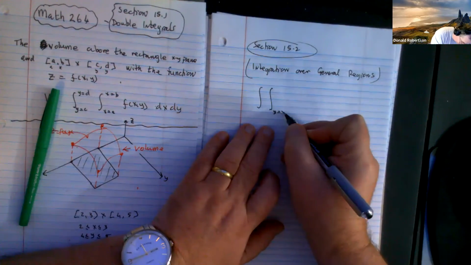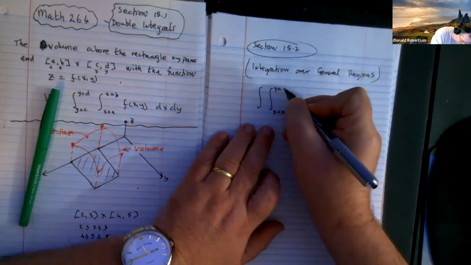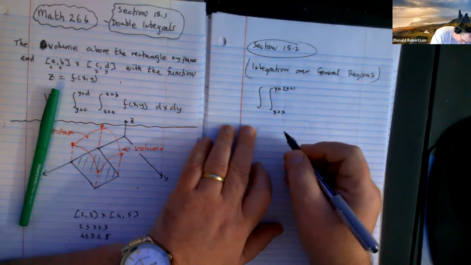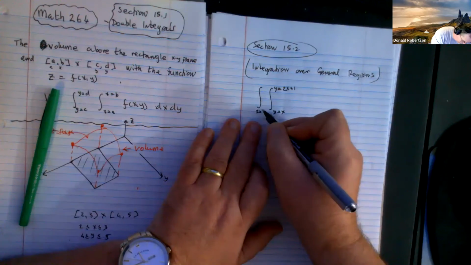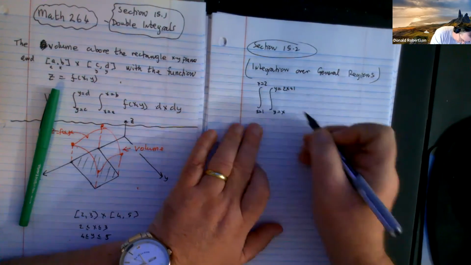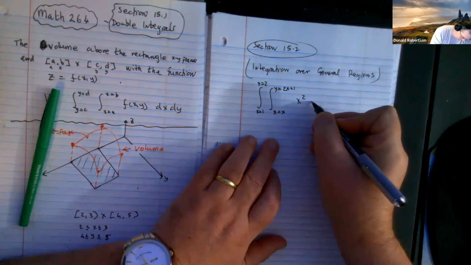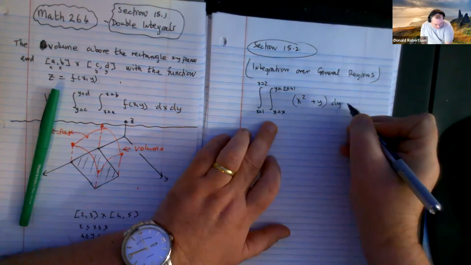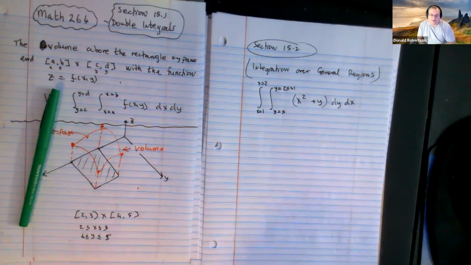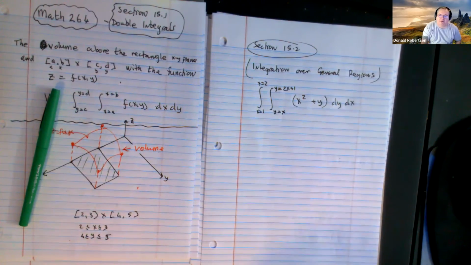Suppose y equals x to y equals 2x plus 1. And x equals 1 to x equals 2. And the function was x squared plus y. And I'm doing a dy dx just to be different. And I don't think you can see that, can you? Not sure. This is an example. Right, here we go.